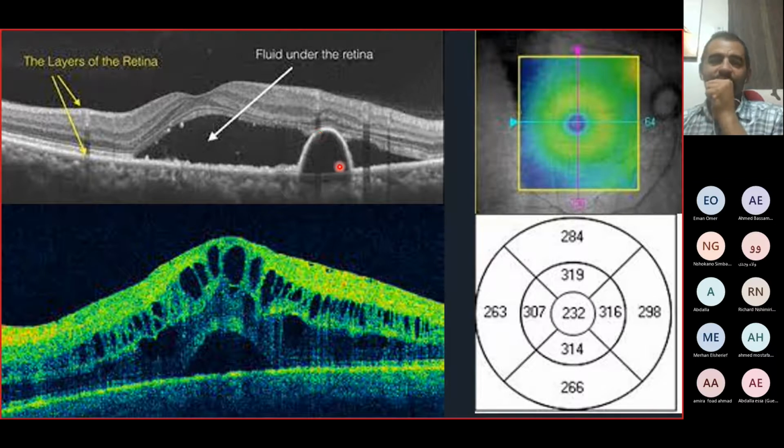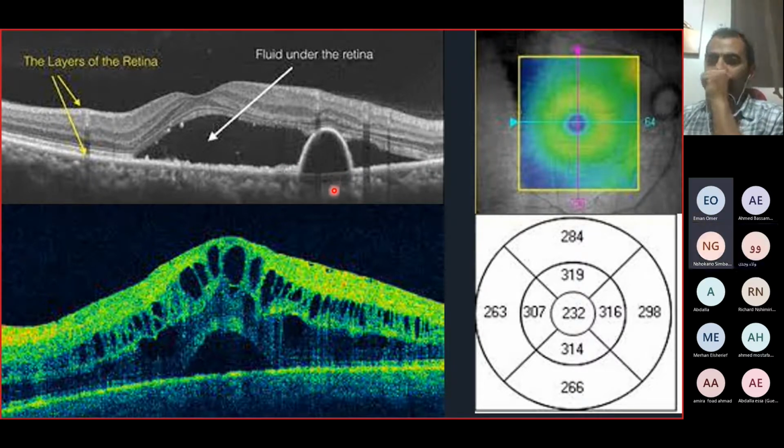Can you guess the condition in which the retina does not have intraretinal fluids? There is no cystoid macular edema like this one, but there is neurosensory detachment and pigment epithelial detachment. What condition can cause this?